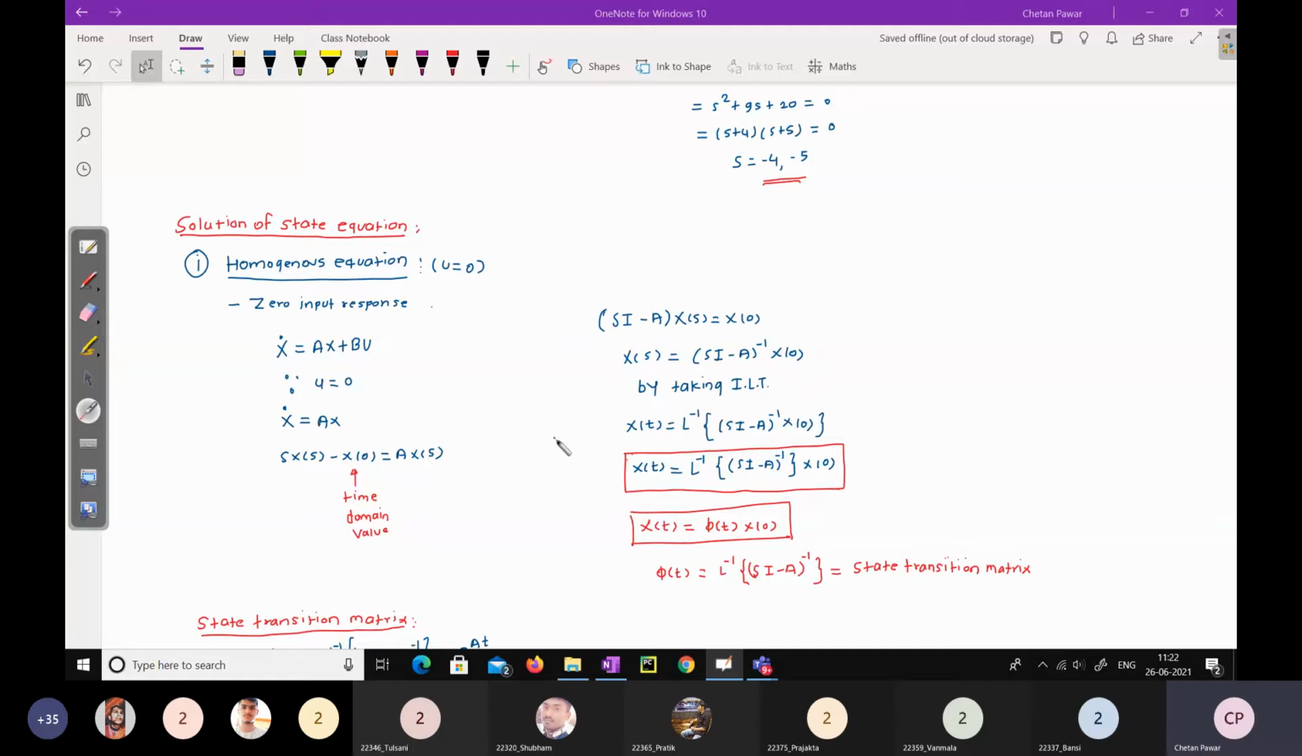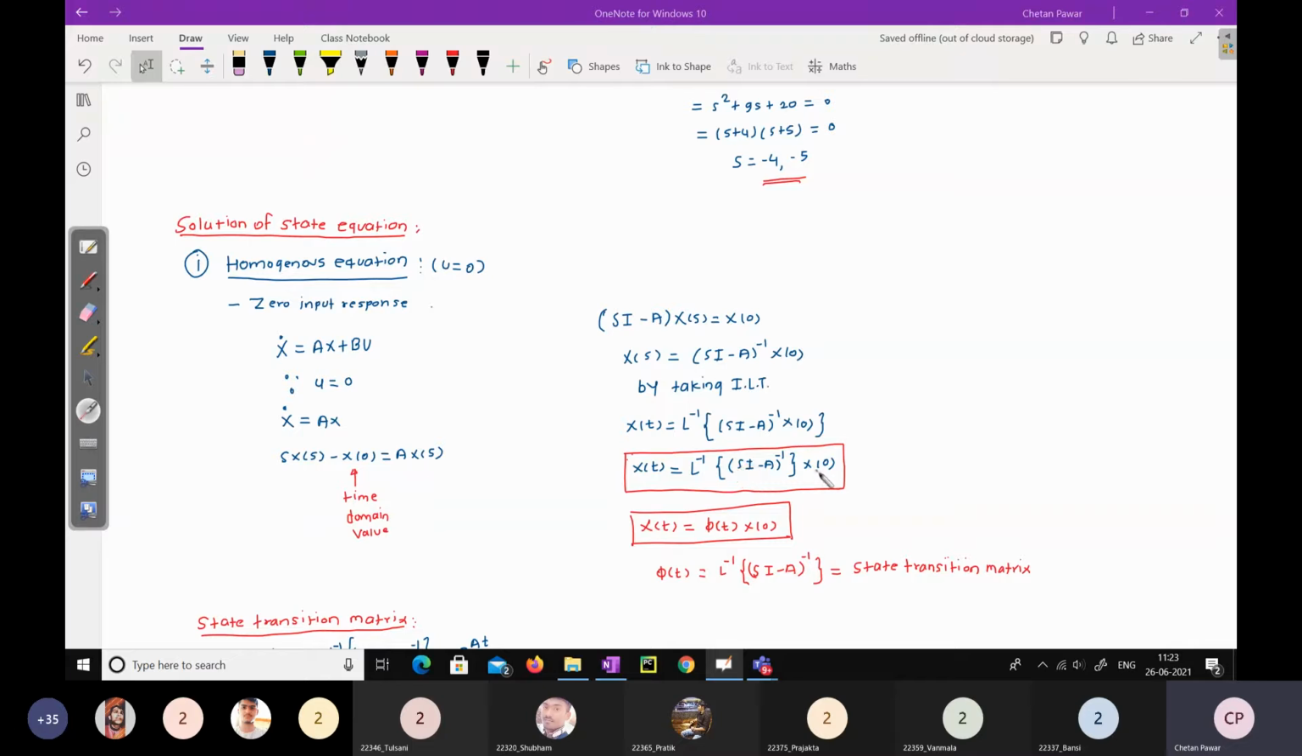Now if you simplify this particular equation, you will get (sI minus A) into x of s is equal to x of 0. So just modify it: x of s is equal to (sI minus A) inverse into x of 0. By taking the inverse Laplace transform of this, you will get x of t, the solution of the state equation, which will be equal to Laplace inverse of (sI minus A) inverse into x of 0.